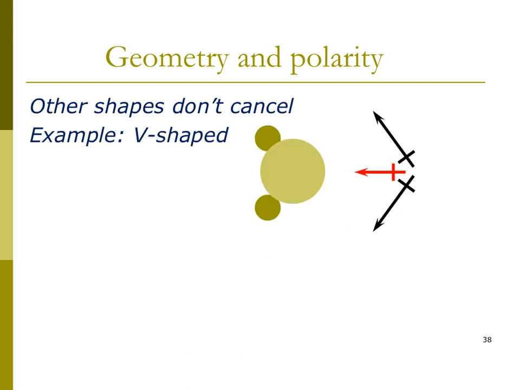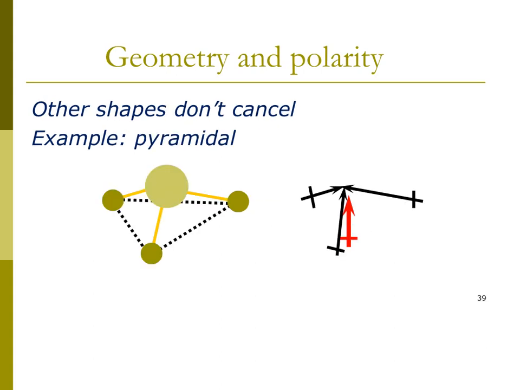There are also some shapes that make it impossible for the polarities to cancel out. The bent or V-shaped is one of those options. The pyramidal shapes will also fall in this category. It makes it impossible for these angles to line up in a way that the polarities would cancel. There is no opposing force in at least one of the vectors.